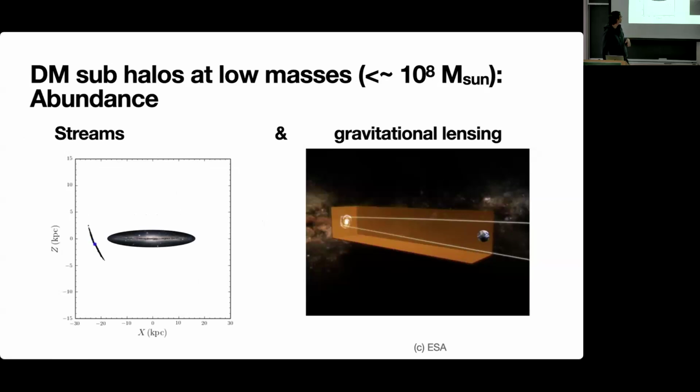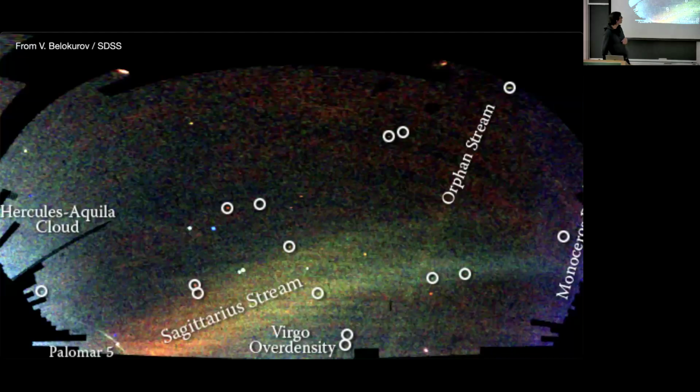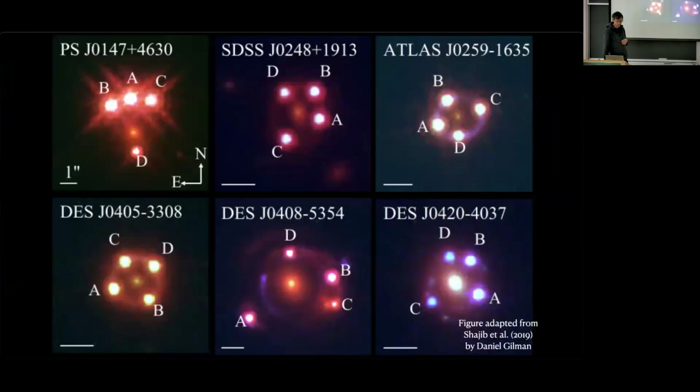Okay, so to do that, there are two main methods that exist to look at dark matter subhalos directly. One is tidal streams in galaxies, primarily currently in the Milky Way, but in the future perhaps in external galaxies as well. These are very thin streams of stars that form from the tidal disruption of a star cluster orbiting in a galaxy like the Milky Way. The other is that we can use gravitational lensing to look at the mass distribution between us and a lens. So I'm going to skip this. And we have lots of streams in the Milky Way. Here's the field of streams, a very famous picture.